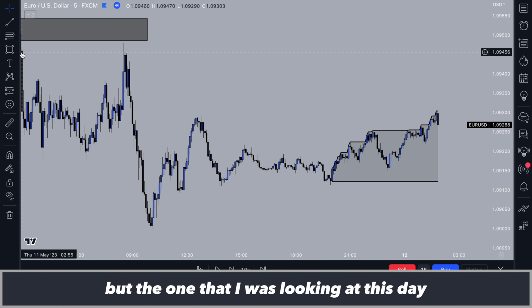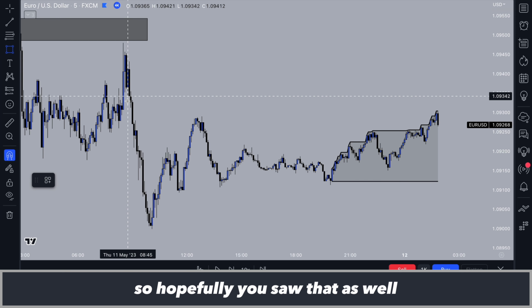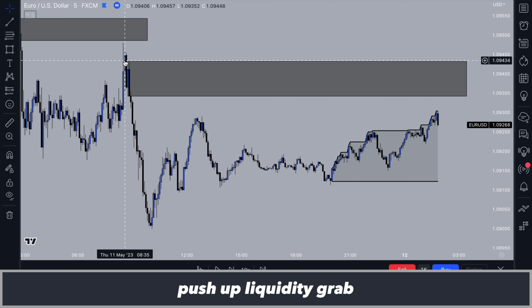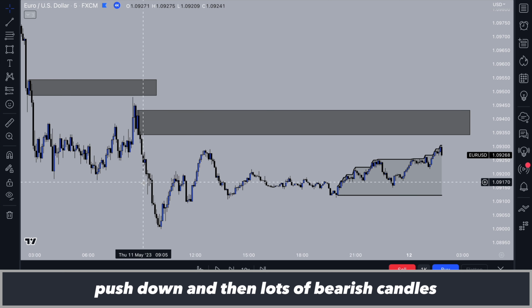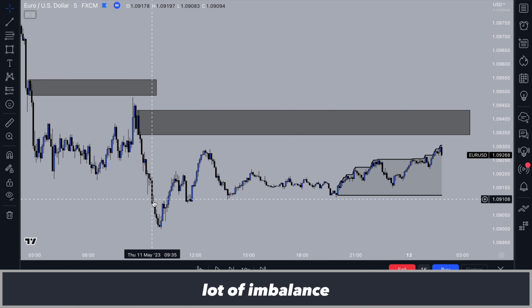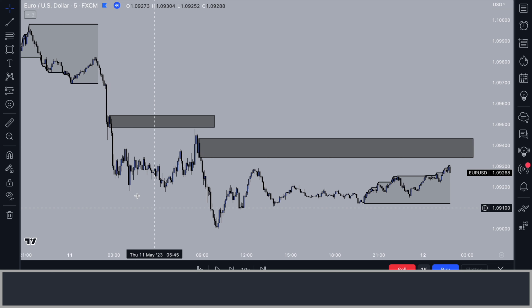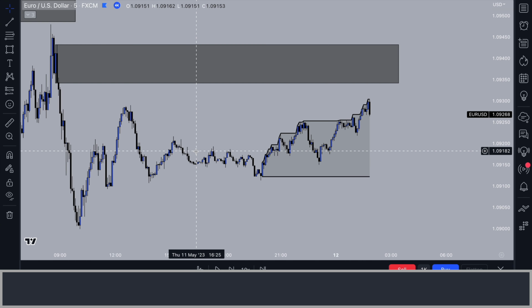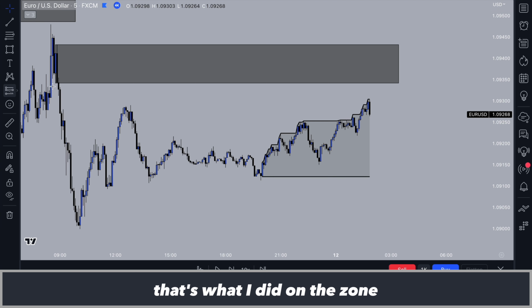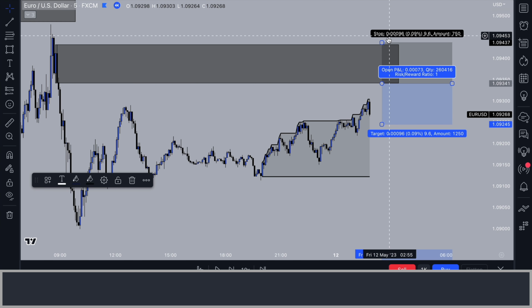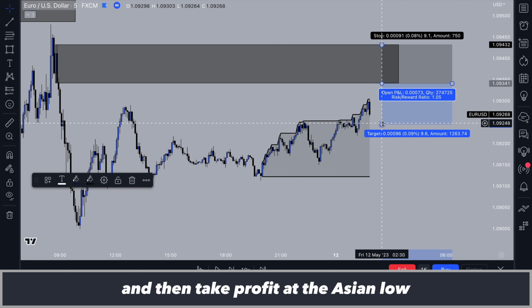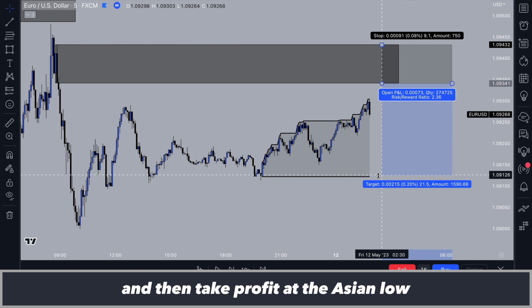But the one that I was looking at this day was this one here, so hopefully you saw that as well. Just this zone here. Again, push up, liquidity grab, push down, and then lots of bearish candles, a lot of imbalance, showing that we're bearish and that there was a lot of sell orders placed in this area. So again, you can just place your limits. That's what I did on this zone. Stop us at the high, and then take profit at the Asian low.